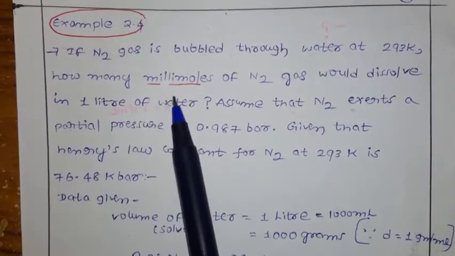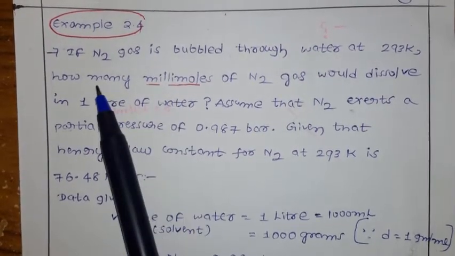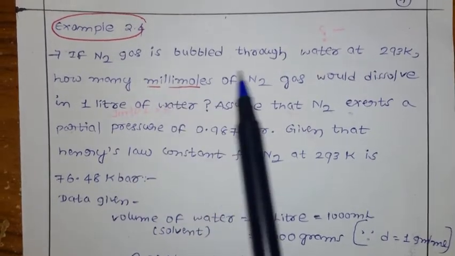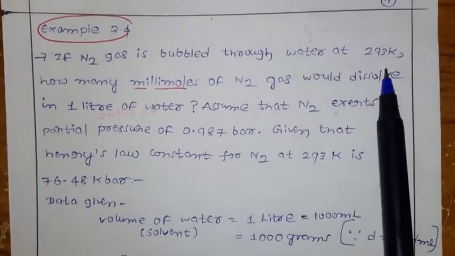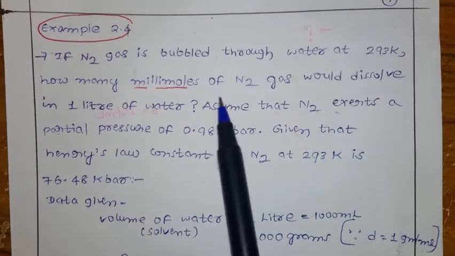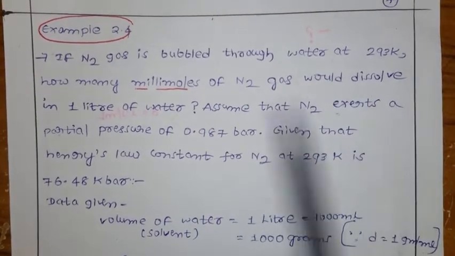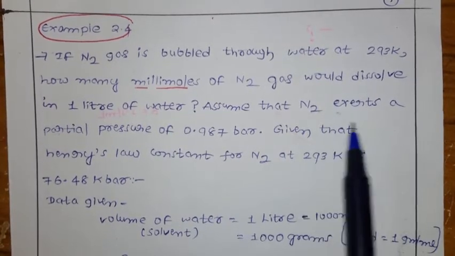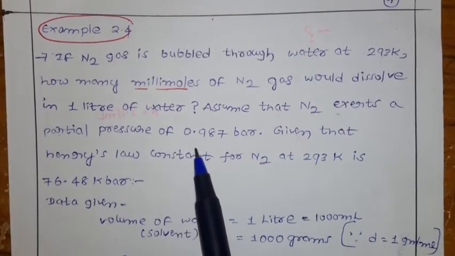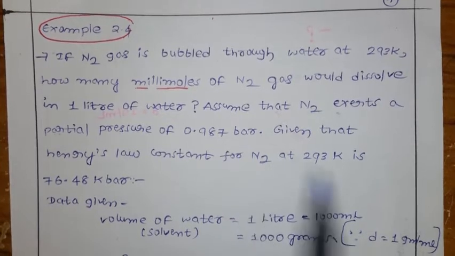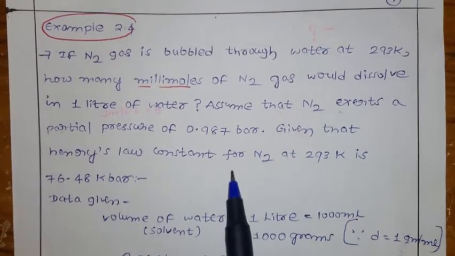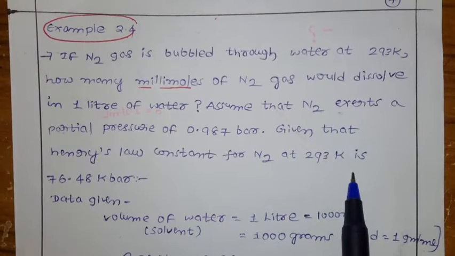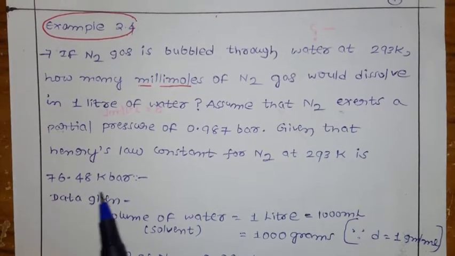Okay, what does the question mean? Let us see. If nitrogen gas is bubbled through water at 293 Kelvin, how many millimoles of nitrogen gas would dissolve in 1 liter of water? Assume that nitrogen exerts a partial pressure of 0.987 bar. Given that Henry's law constant for nitrogen at 293 Kelvin is 76.48 kilobar.